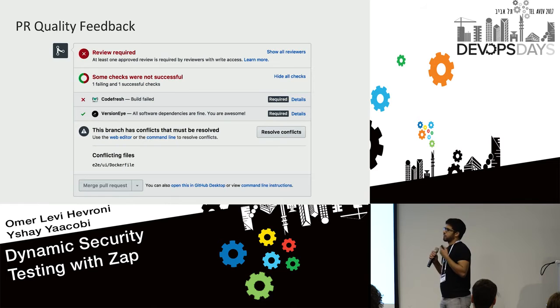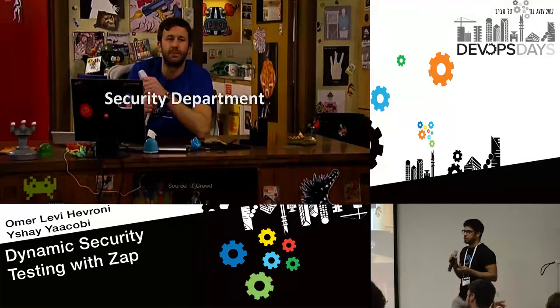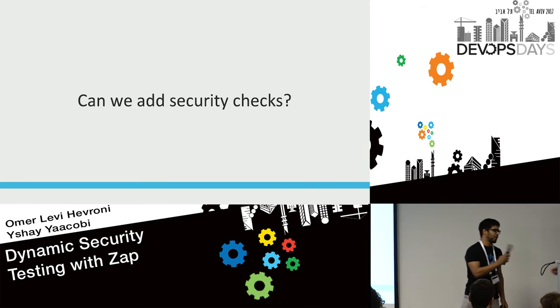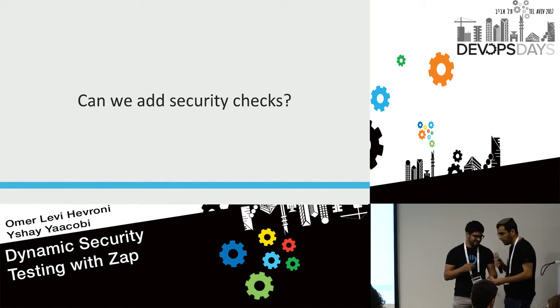So with that thought in mind, that we need to add an additional security layer, I went to our security department, which is basically Omer, and asked him, Omer, how can we add security checks to Tweek? So, all yours. Thank you, Ishai.